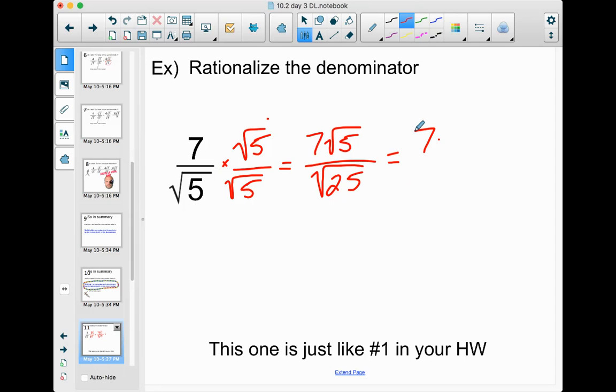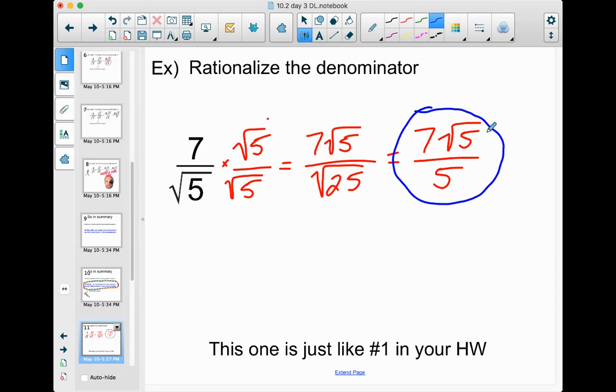And we know that the square root of 25 is 5 because 25 is a perfect square. So that took care of rationalizing the denominator, and that gives me my final answer. Now, if I plug this into my calculator, I'm going to get the exact same thing. It's just that this is the accepted way to write it in mathematics.